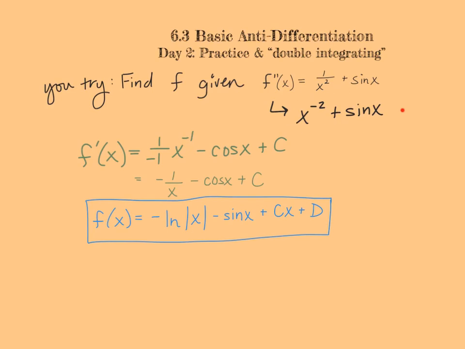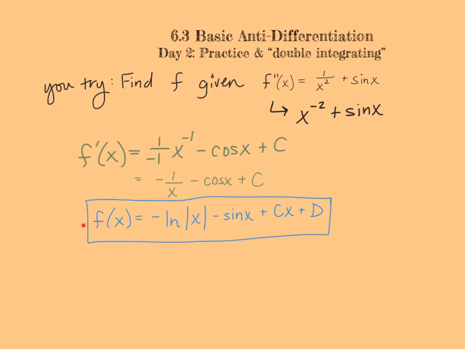I just rewrote this term really. Then taking the first antiderivative to get f prime, we use our backwards power rule for antideriving. So we add 1 and divide by that value. That gives us negative 1 over x. The antiderivative of sine is negative cosine. So just be careful with your positives and negatives. Then of course we need our plus c. I rewrote it in a nicer way here.